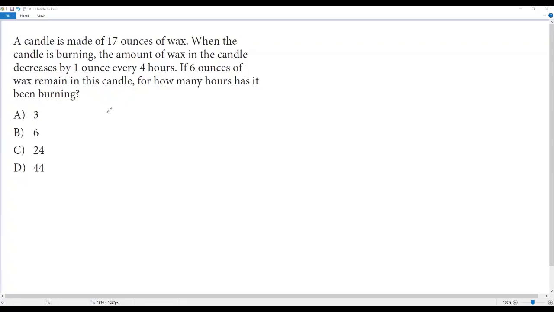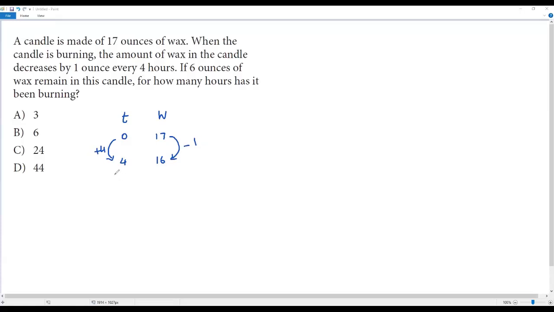Okay, so initially we have 17 ounces of wax in the candle, that is when time is equal to 0, the amount of wax in the candle is 17. When time increases by 4 units, that is after 4 hours, when t is equal to 4 hours, the amount of wax in the candle will be 16, because according to the question, the amount of wax in the candle decreases by 1 ounce every 4 hours. So the wax will decrease by 1 ounce for every 4 hours.